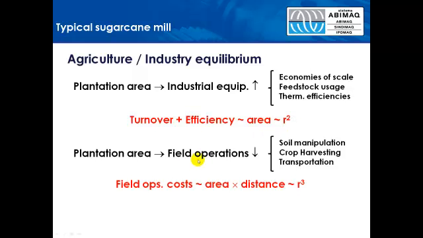Regarding the field operation, which are costs, in fact, they are also defined by the plantation area, and as being costs, you would like to decrease this number. What are those costs? Actually, they result from soil manipulation, plowing, for instance. You have to harvest, and you have to transport all the biomass from the fields to the industrial processing facility. The field operation costs are proportional to the area, because this is the amount of biomass that you have to harvest, the amount of area that you have to plow, and so on. And it is also proportional to the average travel distance. So field operation costs are actually proportional to the cube of the average plantation area radius.